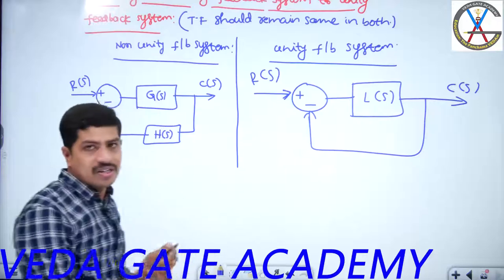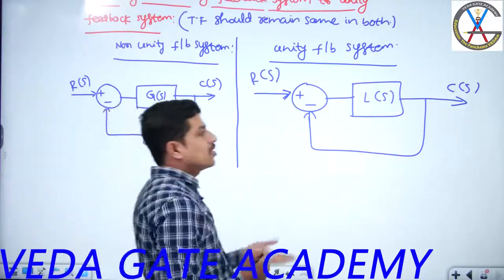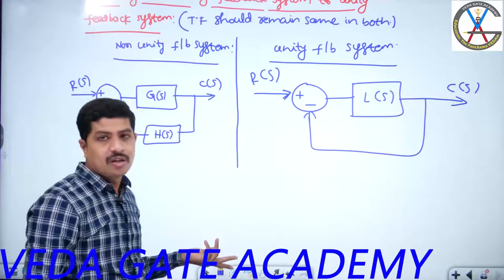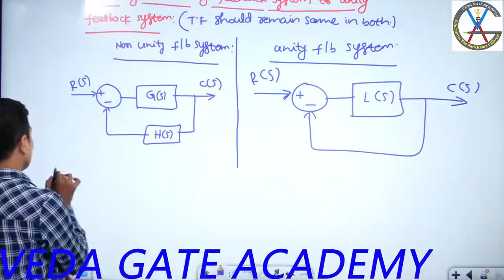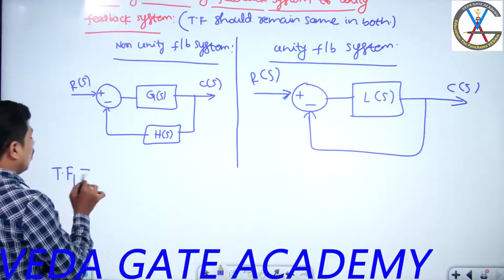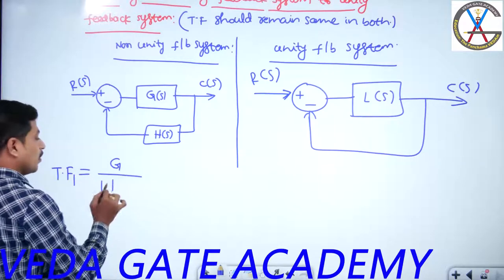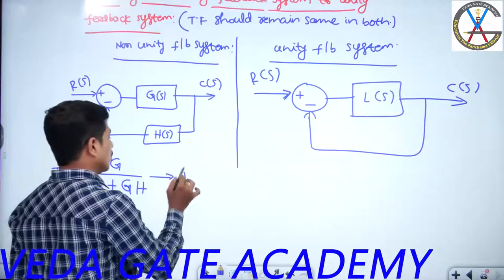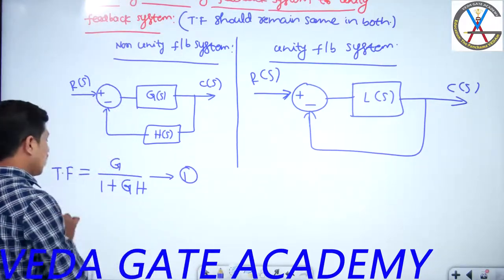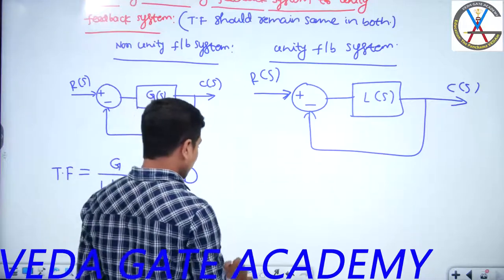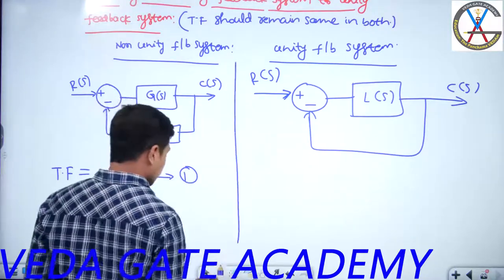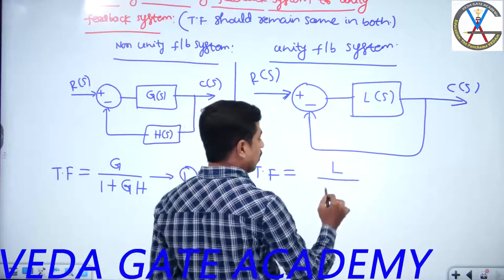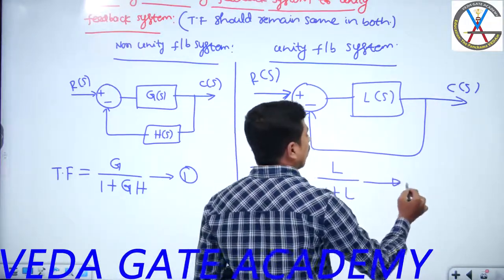Why is that L of S? Why not G of S? If I keep G of S, the transfer function is G by 1 plus G, and we changed it. It should not change. For the original system, the transfer function is G by 1 plus G H, which we now write directly without deriving. Here the feedback is 1. What is the transfer function here? L by 1 plus L.